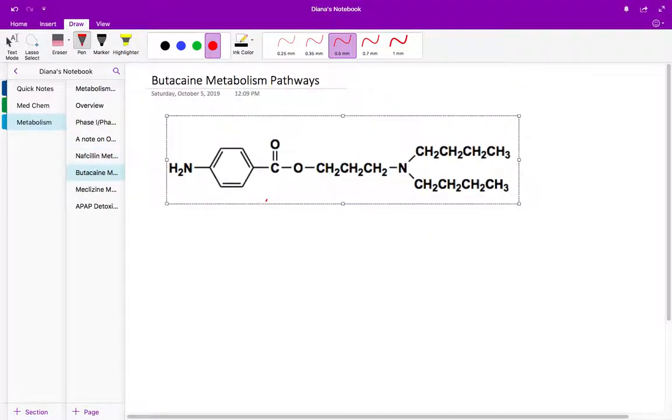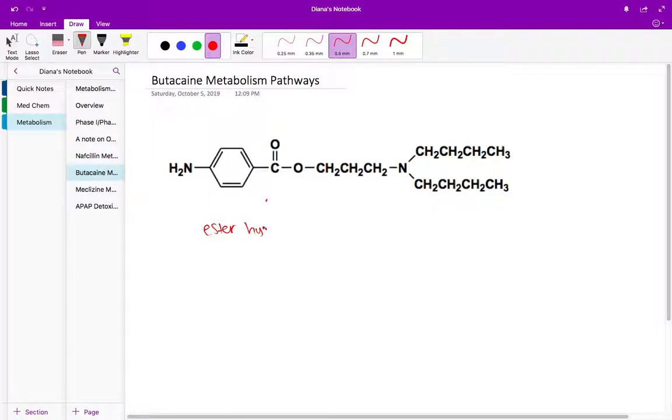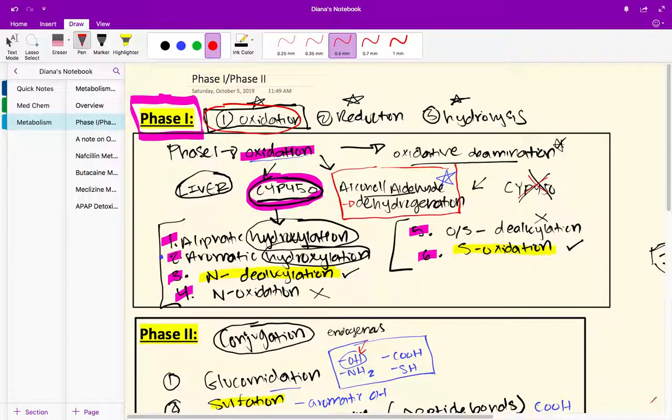Okay, so in this video, we're going to move on to butane. And so hopefully you've thought about this problem and what the potential metabolism pathways would be. And so for butane, I'm going to start off by pointing out a reaction we haven't really been talking about, which is ester hydrolysis. Remember how we said a couple videos back, we were talking about how phase 1 reactions can be oxidation, reduction, or hydrolysis. And so ester hydrolysis goes into that third category.